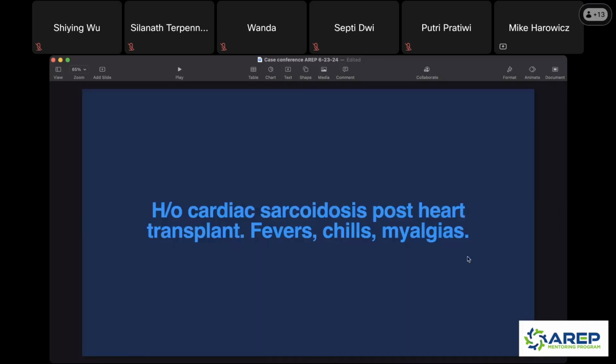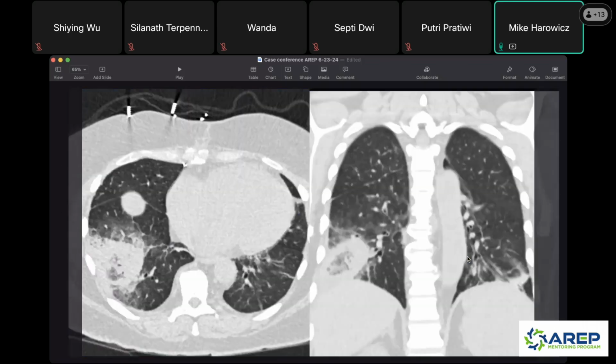Okay, another patient. So this one has a history of cardiac sarcoidosis. They were treated with a heart transplant, and they were doing pretty well until they came into the ED. They're having fevers, they're having chills, and they're having myalgias. And this case is super interesting to me. So let's everybody take a look. We have an axial on the left and a coronal on the right, CTs, same CT.